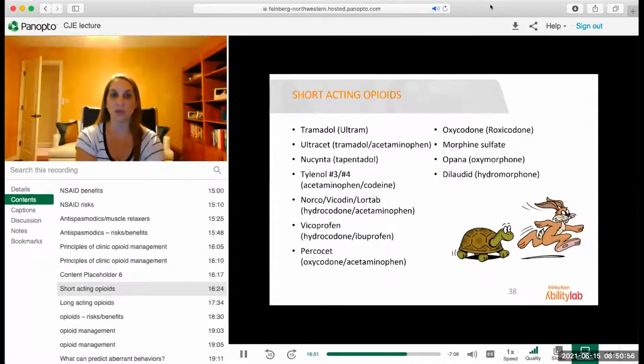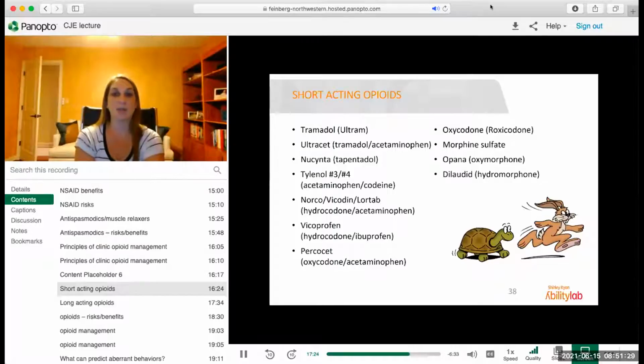There's tramadol or Ultram, Ultracet, which is tramadol with acetaminophen, Nucynta, which is tapentadol, Tylenol 3 and 4, which is acetaminophen with codeine. Hydrocodone acetaminophen, people will often refer to it as Norco, Vicodin, Lortab. Vicodin is a hydrocodone ibuprofen combination. Percocet is an oxycodone acetaminophen combination. So a lot of those short-acting opiates are mixed with either acetaminophen or some have ibuprofen in them, but more commonly acetaminophen works as a great adjunct to the opiate medications.